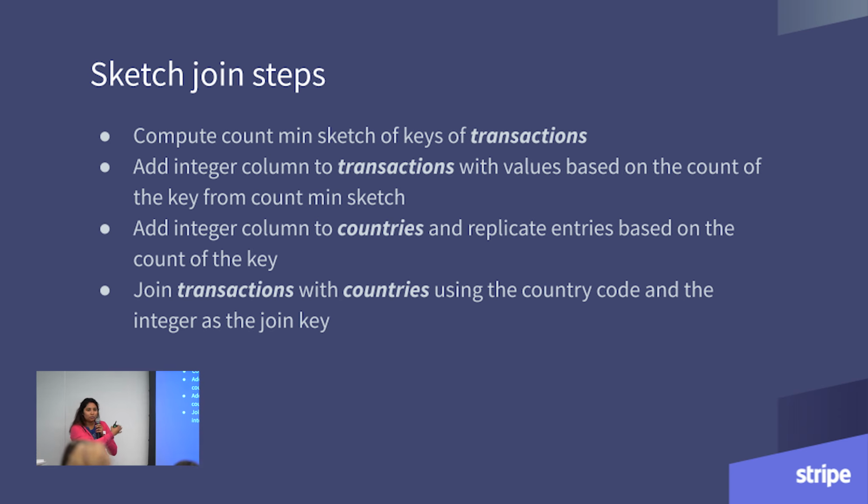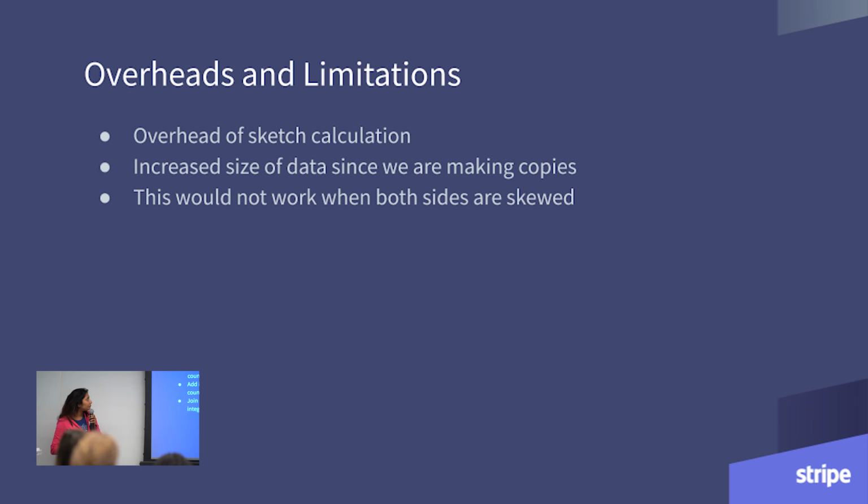So going back to our original skewed data problem, which is join. The steps for doing the sketch join would be: we calculate the count-min sketch of the transactions, which was the larger data set. We add an integer column to the transactions, and based on the count, we randomly distribute the integer numbers. Based on the count-min sketch value of the key in the countries column, we replicate some of the entries. And finally, we do the join of transactions and countries with the country code and also the integer we had added as a combined join key. And then we get the unskewed data.